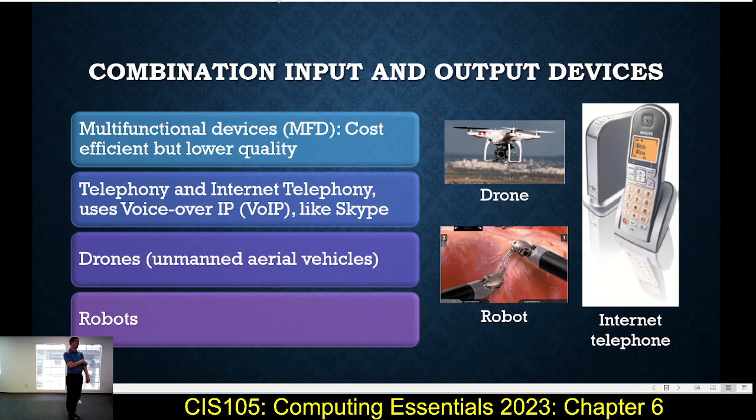Drones, if you think about drones, they can collect audio, they can collect video, and they can transmit it back. Yes, so it's a combination input and output device. We call those unmanned aerial vehicles. So yes, you can have input and output with those.